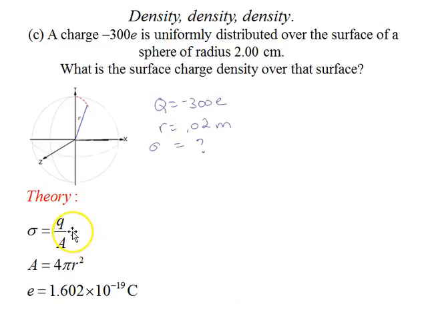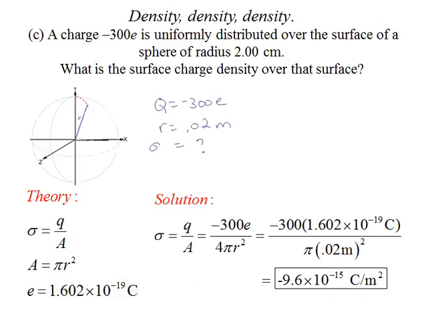We still use surface charge density as charge per unit area, but our area is the surface area of the sphere, 4 pi r squared. So we can plug in and get our solution. Once again, we have negative charge, so we have negative surface charge density on the order of 10 to the negative 15, 9 times 10 to the negative 15, so it's close to 10 to the negative 14 coulomb, still unit of coulomb per meter squared.